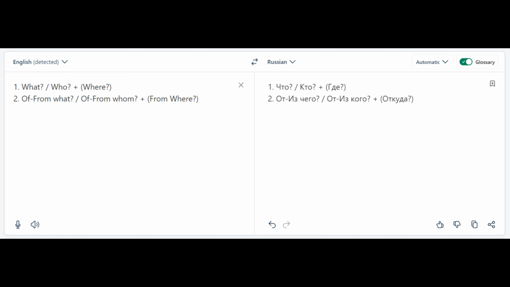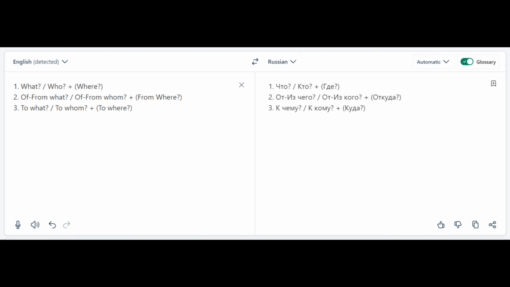At the end of these translations, you'll see and hopefully understand why Russian modifies words. Let's keep going. In the dative, we have to what and to whom and to where. And the meaning is the same in Russian, but the words themselves get modified differently. In Russian, the words are к чему, к кому, and куда.